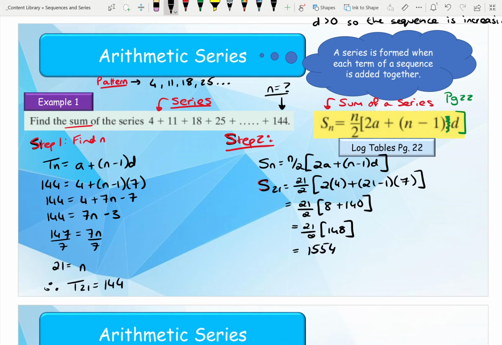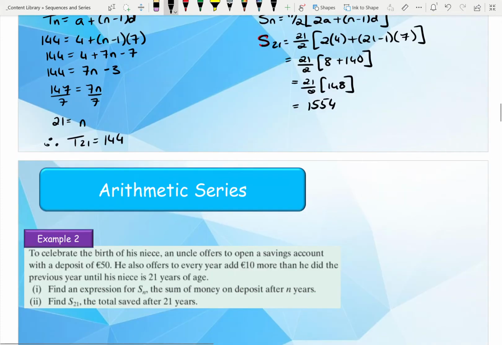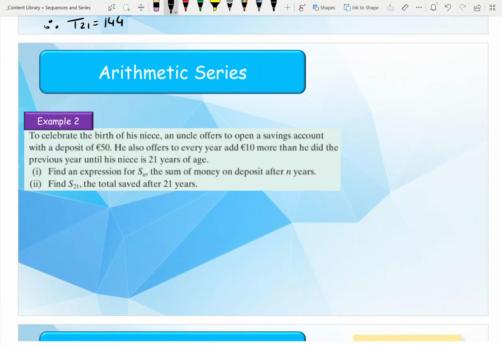So if you want, guys, take a second, pause the video here before we go on to example 2. But when you're ready, we're going to move on now to example 2, which is where we're going to take what we've just learned and put it in context. So it says, to celebrate the birth of his niece, an uncle offers to open a savings account with a deposit of €50.